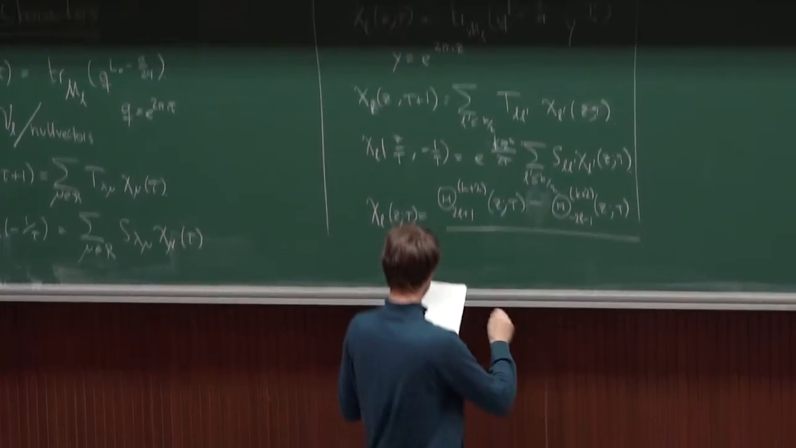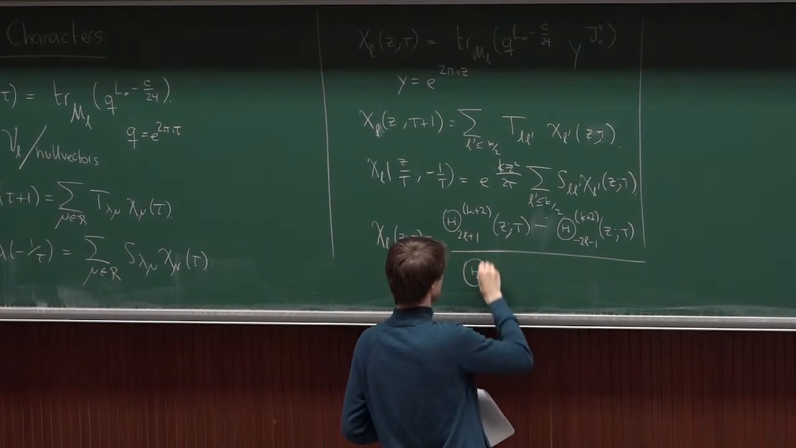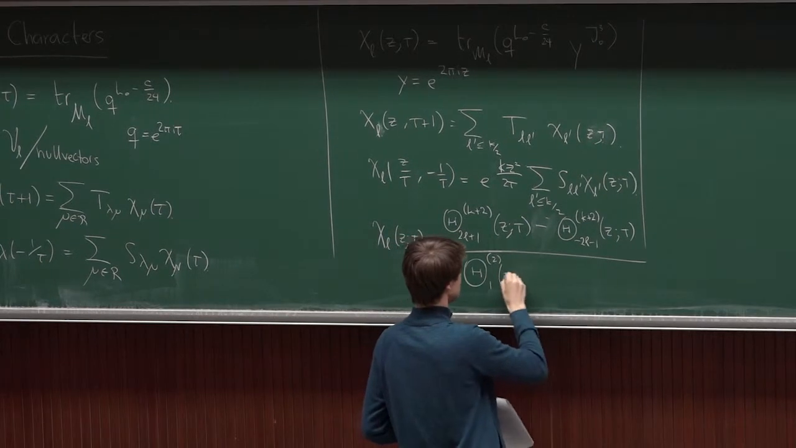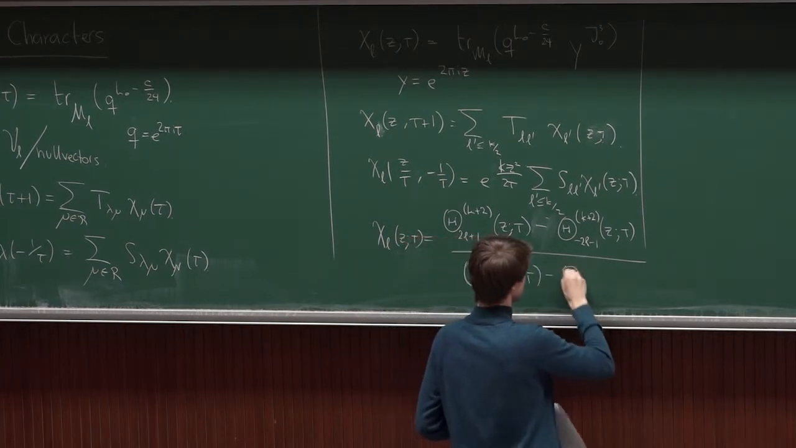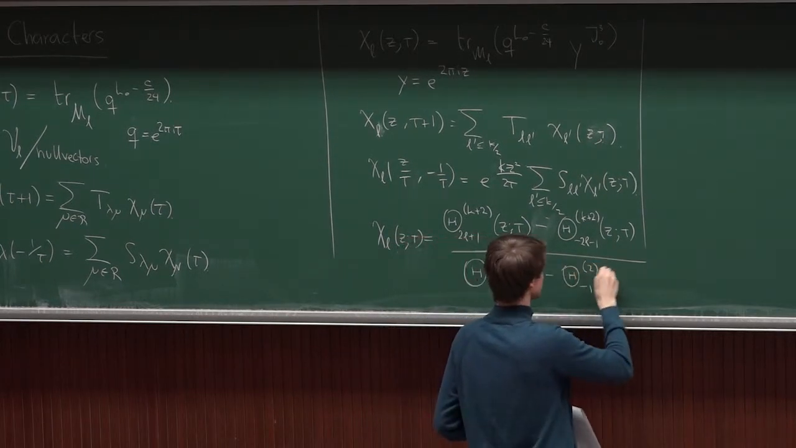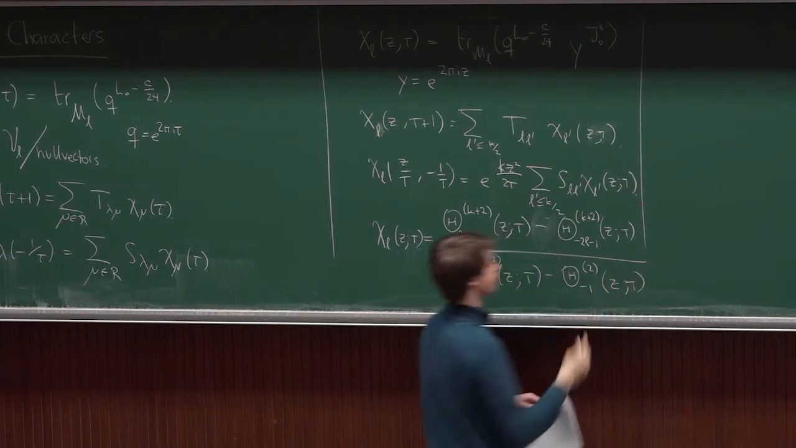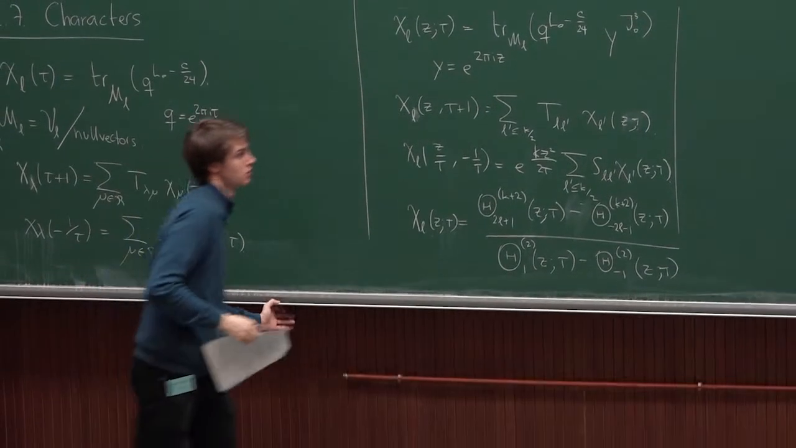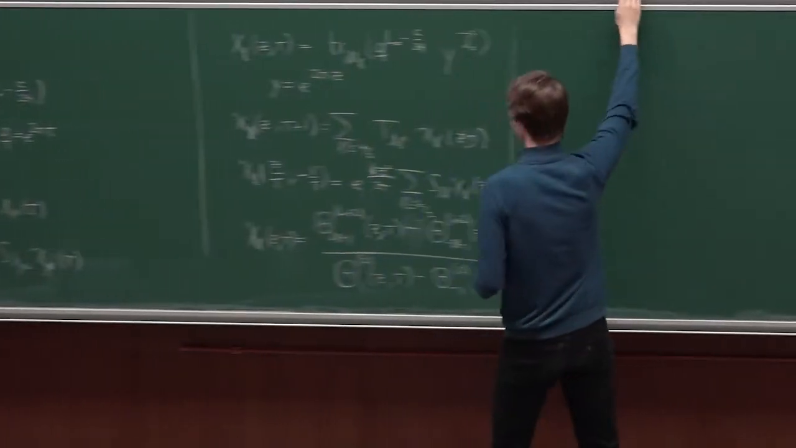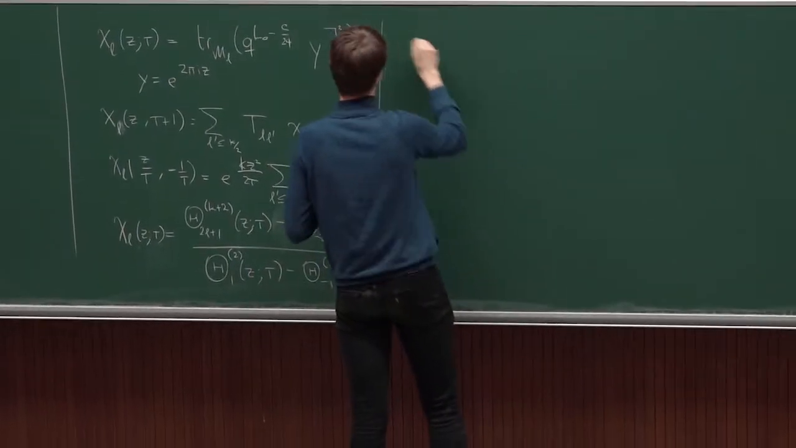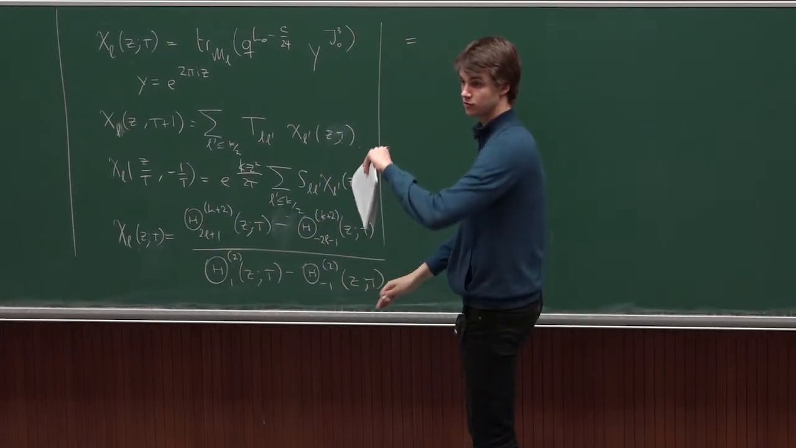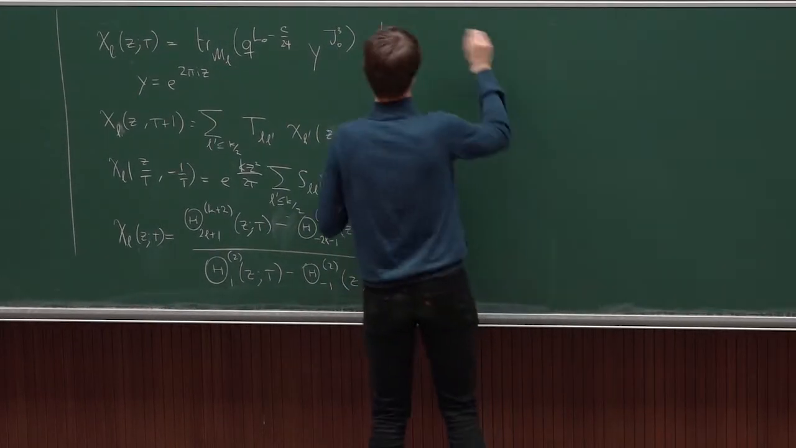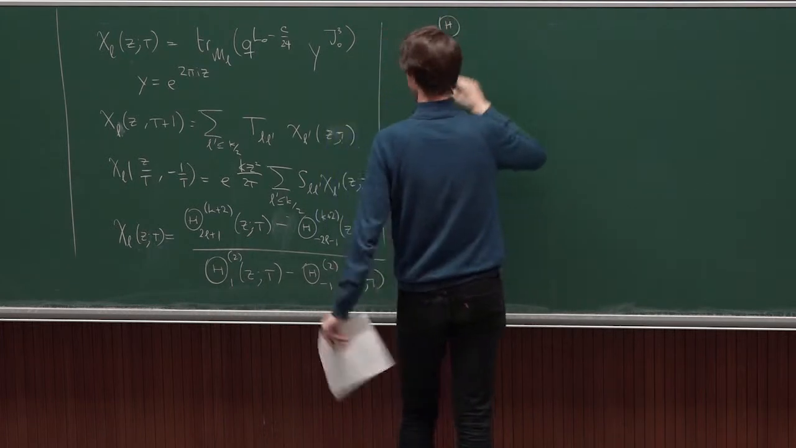So, and this is theta 2, 1, z, tau, theta minus 1, 2, z, tau. Okay, so it's a quotient of these weird thetas. And before I tell you what the thetas are, I also give you an alternative form. Sometimes one is more useful, sometimes the other is more useful. So the numerator stays the same.